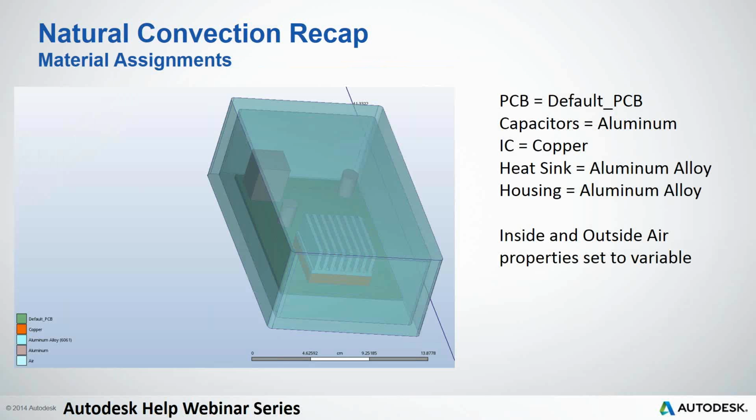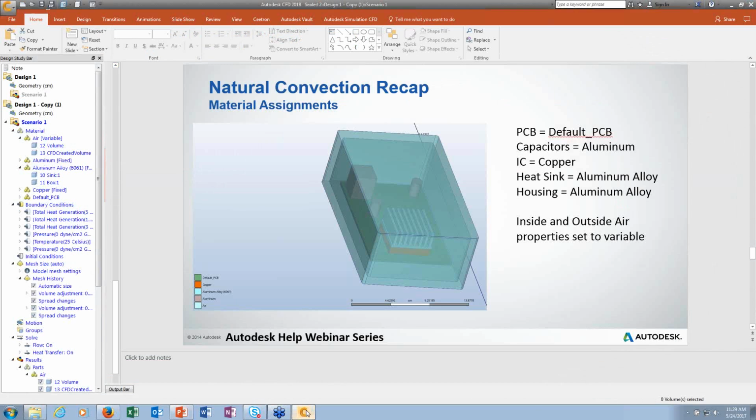Again, we got the aluminum housing that is airtight. So what happens when you bring this into Simulation CFD is that it's going to generate the inside air volume for you automatically because it is airtight, fully enclosed. We assigned certain materials to these different components, and we also have to generate the outside air volume inside of CFD. So let me go into the program here.